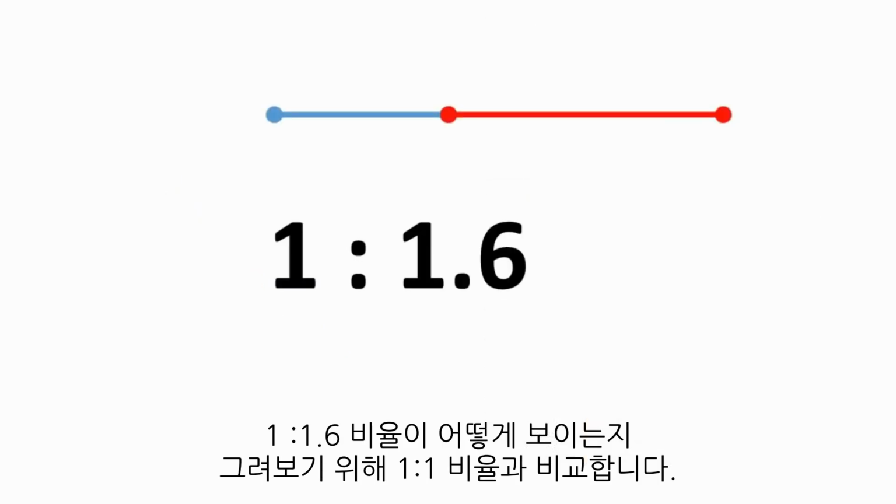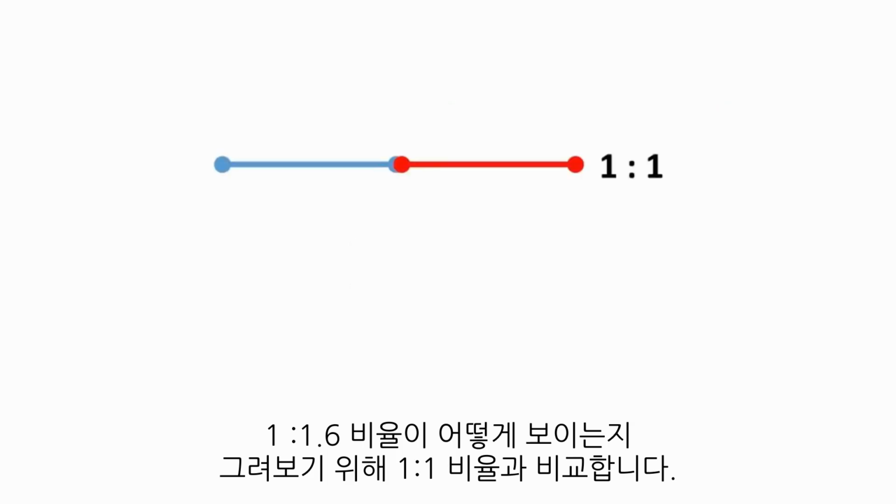To imagine what a 1 to 1.6 ratio looks like, compare it to a 1 to 1 ratio.